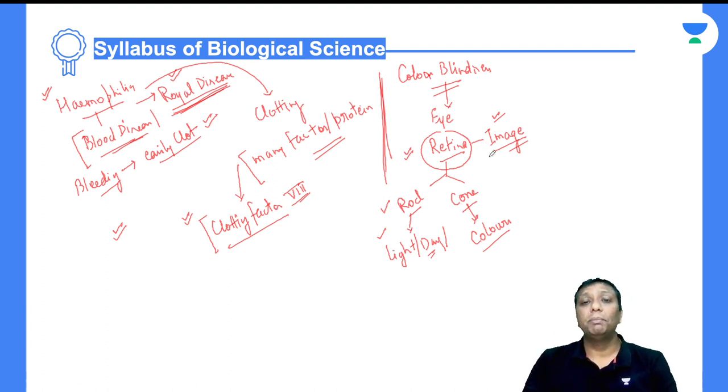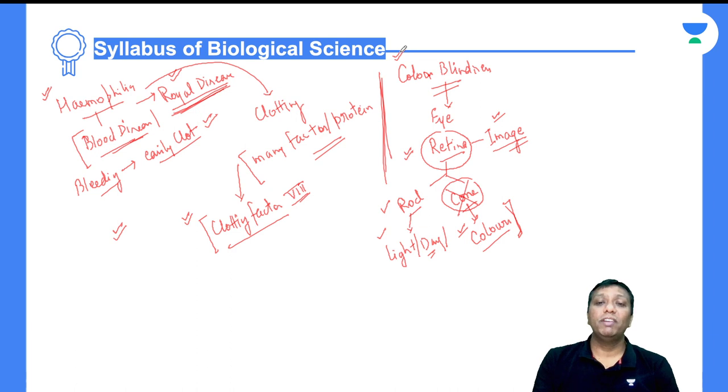So, guys, what happens in the case of a color blindness patient? The color blindness person suffers from a cone defect. Whenever the defect in the cone cell happens, the color separation does not remain easy. That is the reason the person has difficulty distinguishing the different types of colors in color blindness.